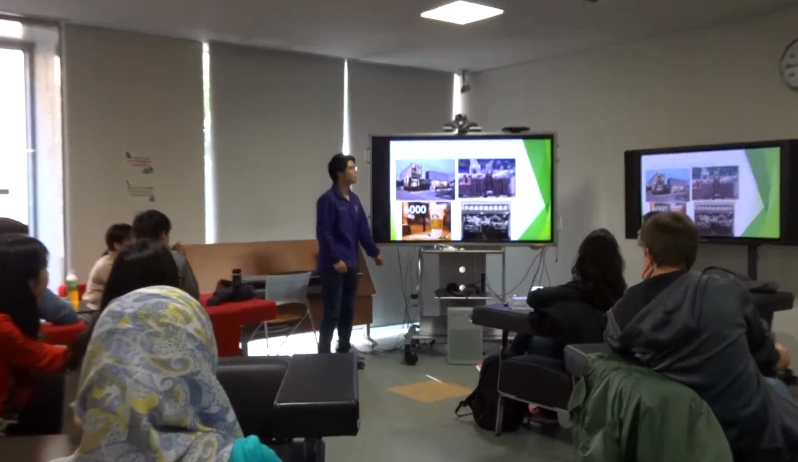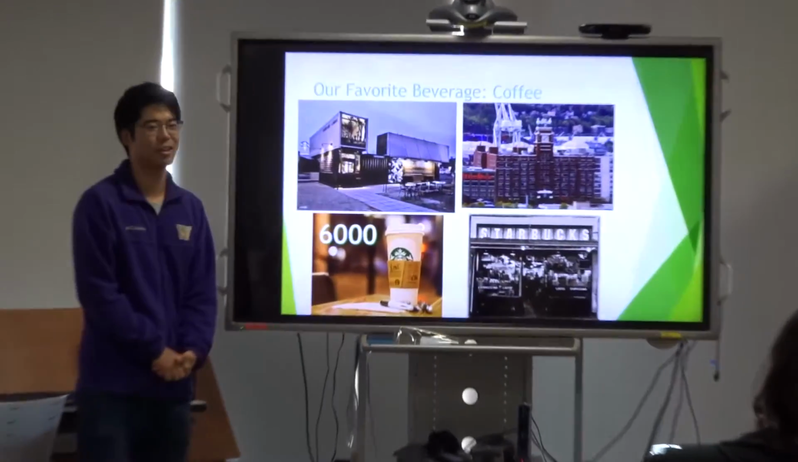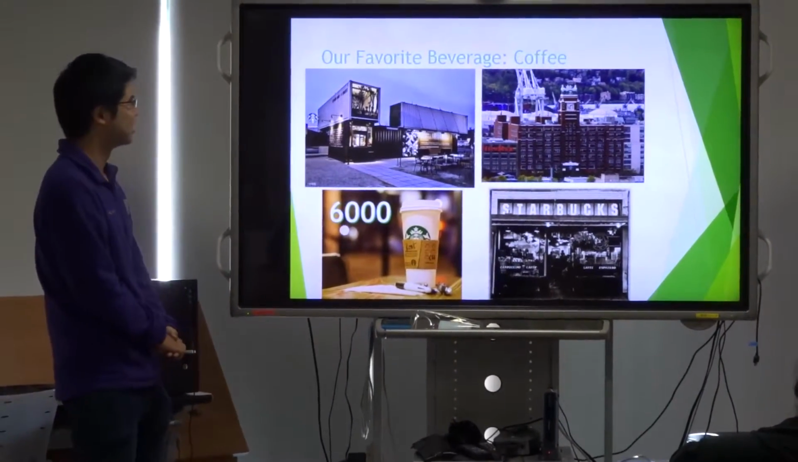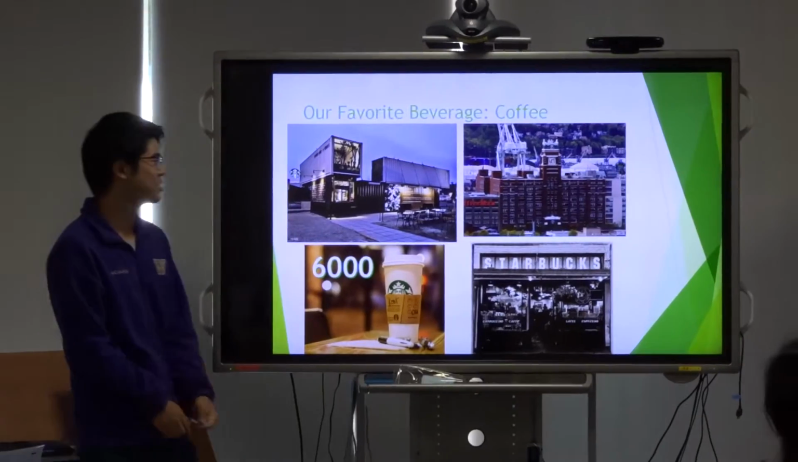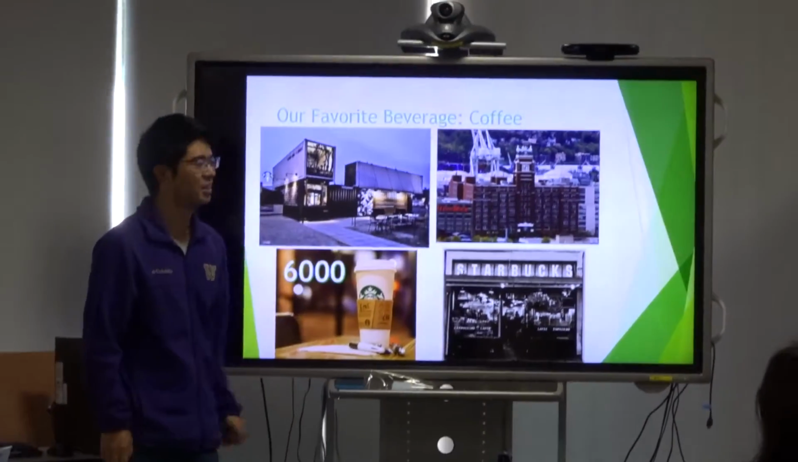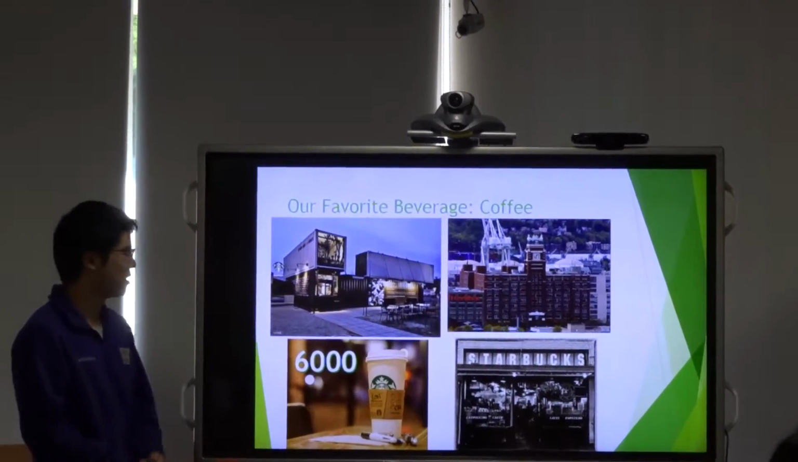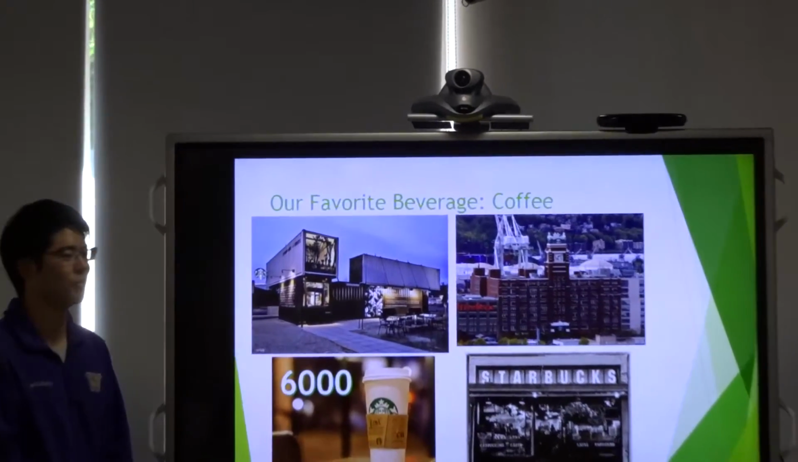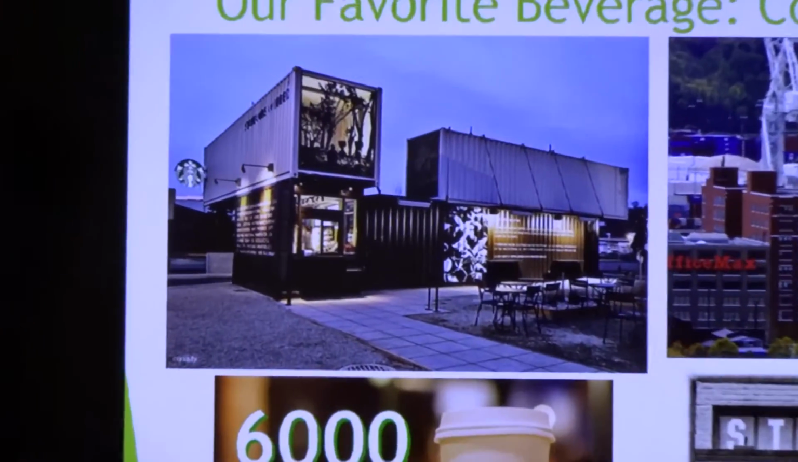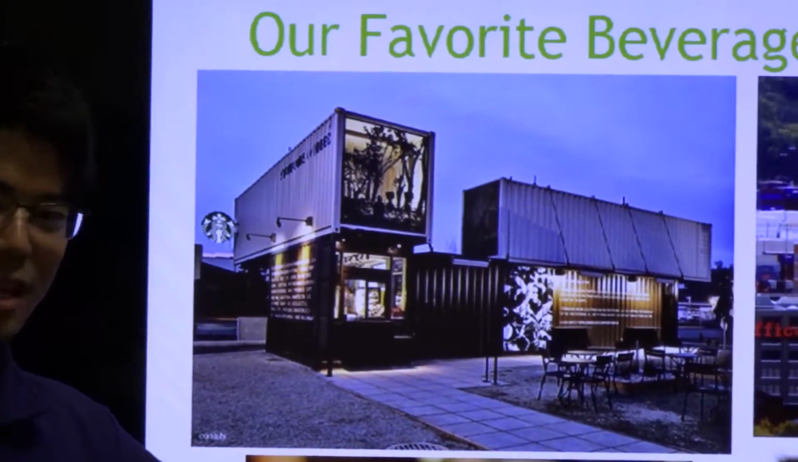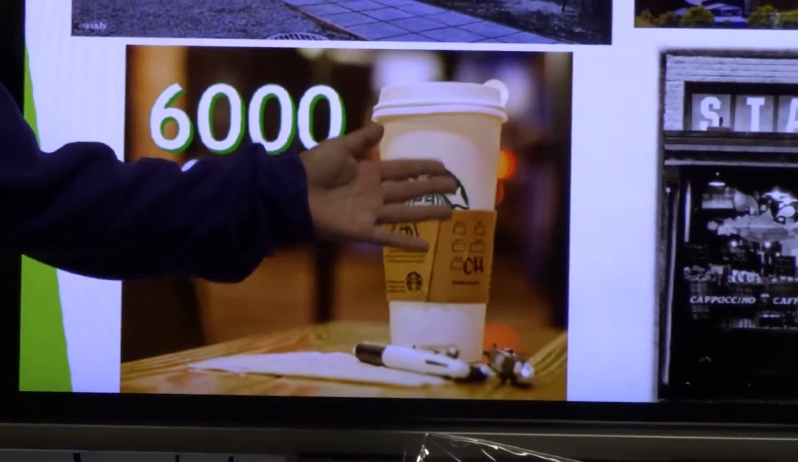And last, I want to talk about our favorite beverage, which is coffee, or just Starbucks. So we have the Starbucks headquarters in Seattle, and this is what it looks like. And it's in the south part of the city. But not only that, we also have the very first Starbucks in Seattle. This is what it looks like, and it's a very famous place in Seattle.